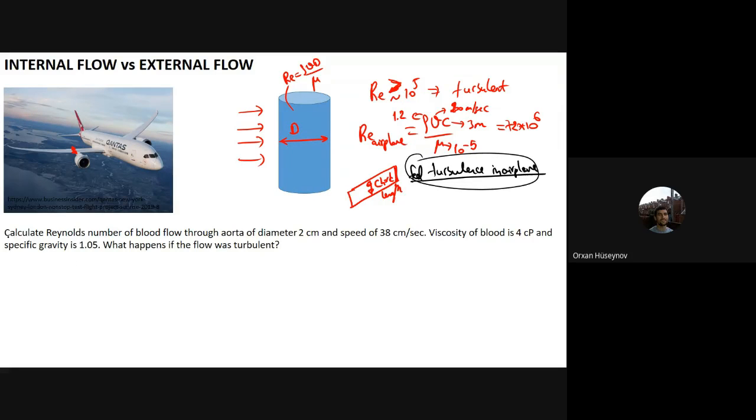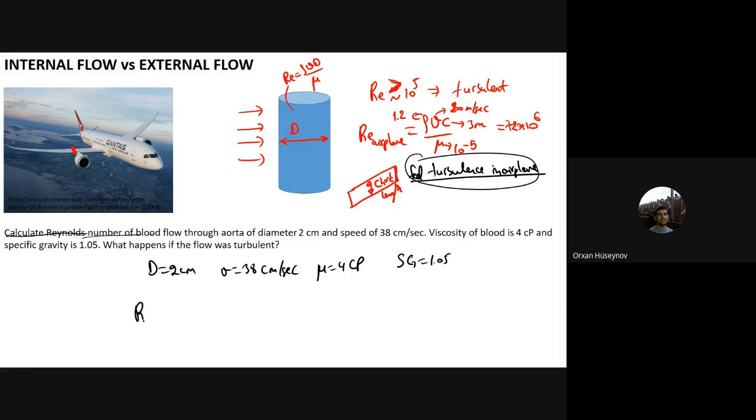There is another question, and this one is for internal flow. Calculate the Reynolds number of blood flow through an aorta of diameter 2 centimeters, and the velocity of 38 centimeters per second. The viscosity of blood is 4 centipoise, and the specific gravity of the blood is 1.05. And what happens if the flow was turbulent? The question itself says it should be laminar, but what happens if the flow is turbulent?